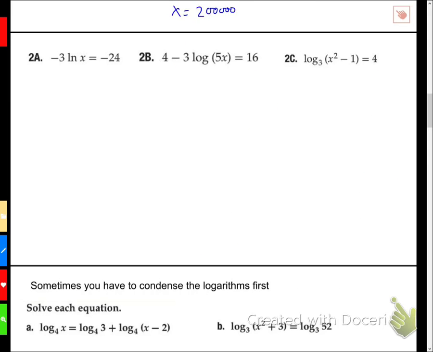Okay, so here we've got an ln. We don't want a -3, so we'll divide by -3. ln of x equals 8. So x is e to the 8. All right. E to the 6 was a big number. E to the 8 is an even bigger number.